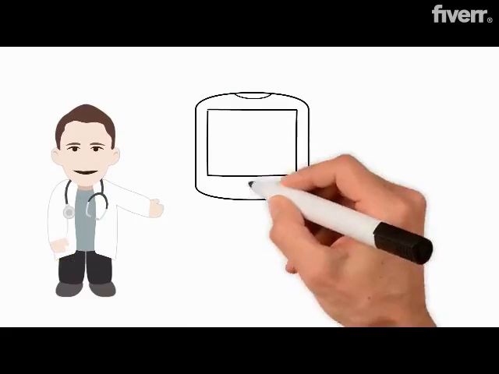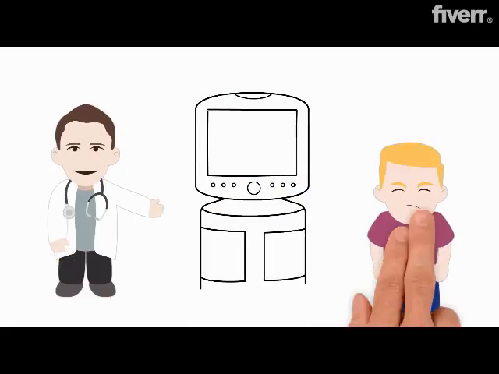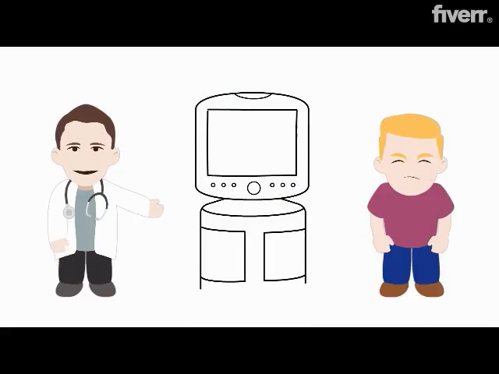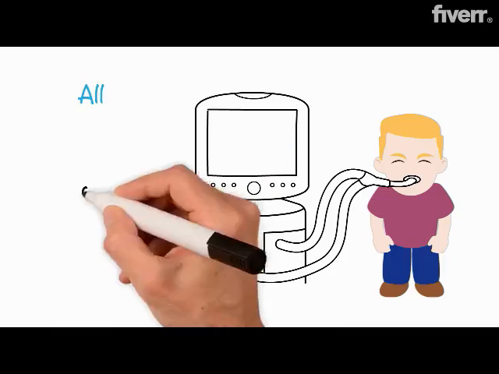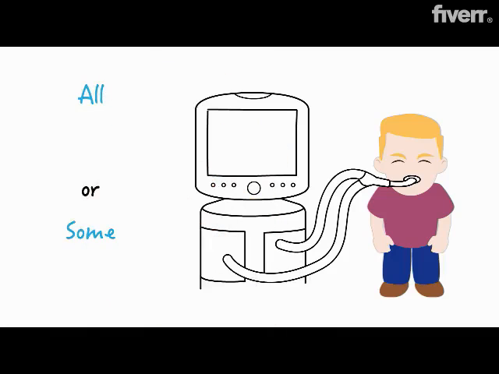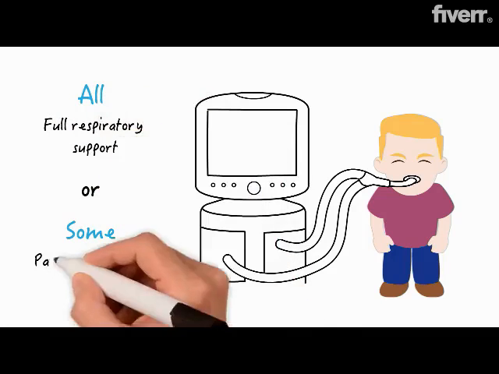What is a mechanical ventilator, and why would we need to place a patient on it? A mechanical ventilator is a life support machine that breathes for the patient. It can assume all of the work of breathing or some of the work of breathing. In other words, it can provide full or partial respiratory support.